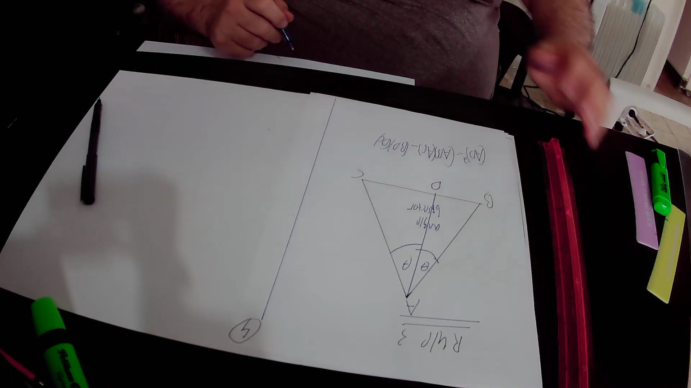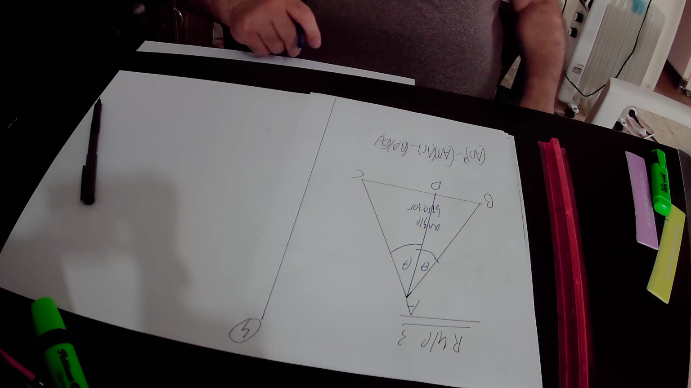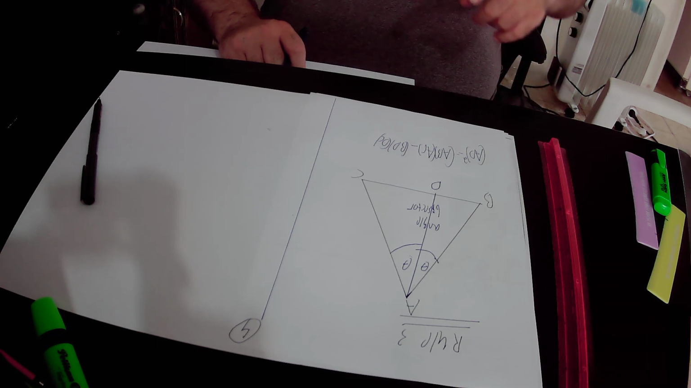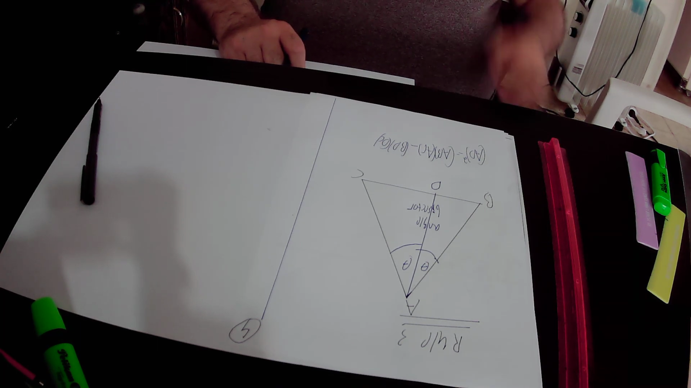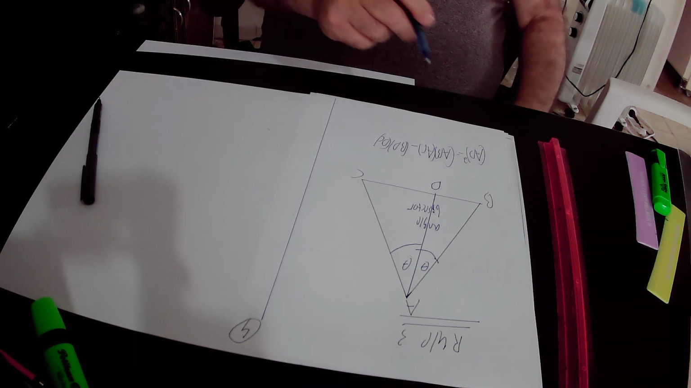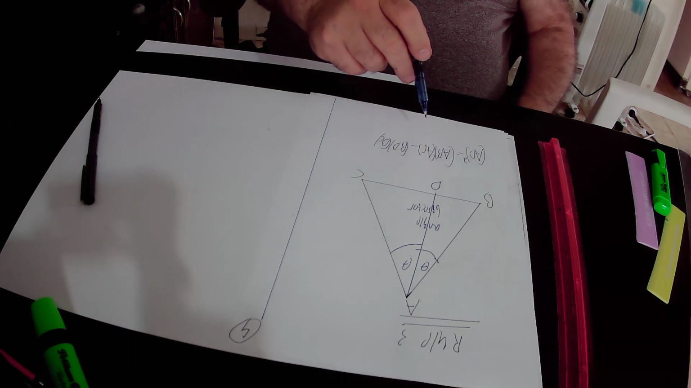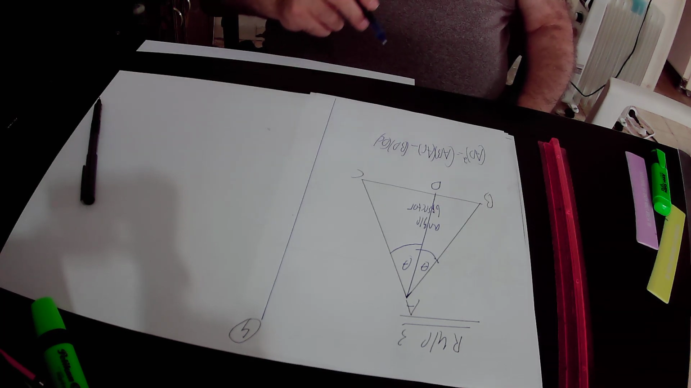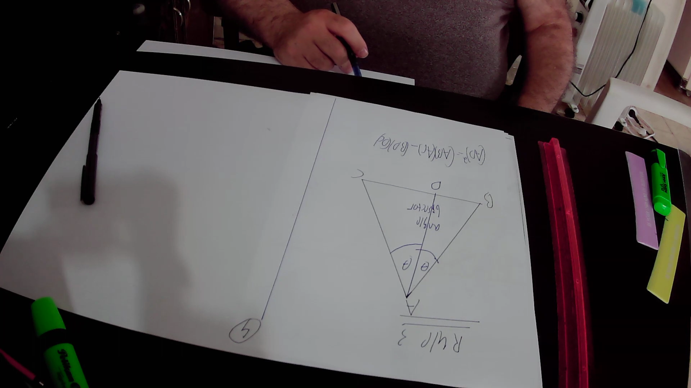I'll repeat again, if we have triangle ABC that could be any triangle, and in triangle ABC we have the angle bisector AD, then according to rule number 3, the following equation is true: AD squared equals AB times AC minus BD times DC. It is true in any triangle that has the angle bisector.